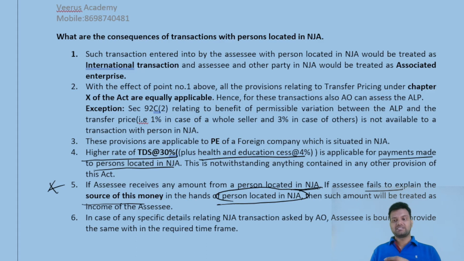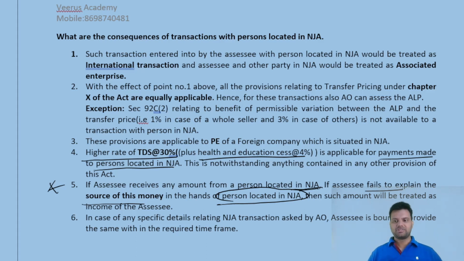If the person located in the NJA gives some money, for example 10 lakhs, to the person resident in India, this person resident in India has to explain how that person in the NJA got it, which business he is doing, what kind of business he is performing in the NJA to get this money. He has to explain that.